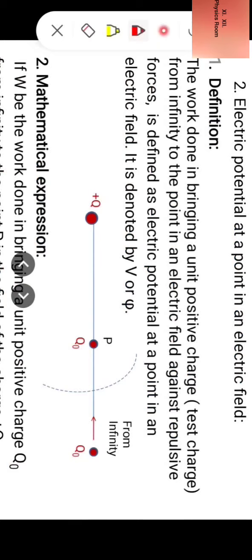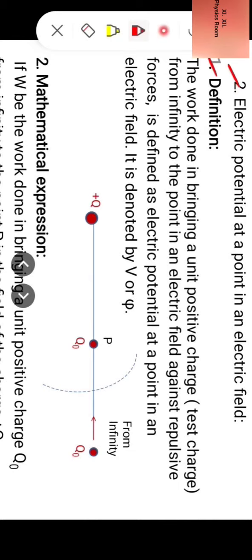Hello friends, continuing with the topic of electric potential, we come to the second stage where we try to understand the electric potential itself. So how do we try to understand it at the second stage? Let us see electric potential at a point in an electric field. We have to define it. So let us define electric potential at a point in an electric field.